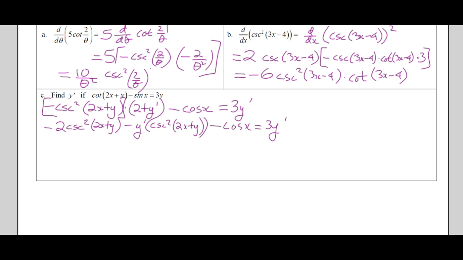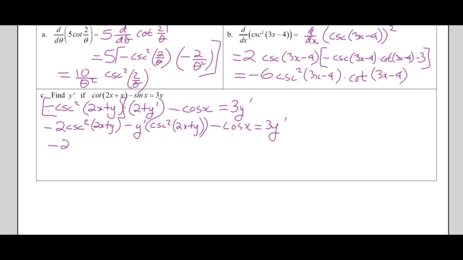All right, we can now take the y prime. Shouldn't it be negative cosecant squared in the second? Yeah, there's a negative there. Well, I'm multiplying this times y prime. Okay, so negative y prime cosecant squared of 2x plus y. Okay, so let's move that over.